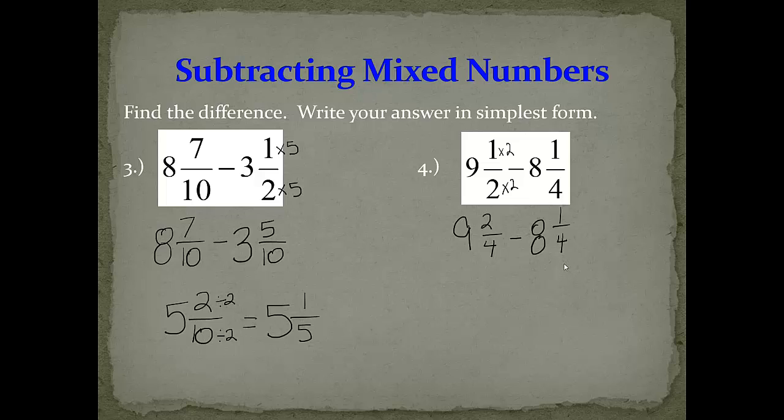Now we can subtract our fractions, 2/4 minus 1/4. Since our denominator is 4 for both of them, we subtract the numerators. 2 minus 1 is 1. So we have 1/4. And then 9 minus 8 is 1. So our answer is 1 1/4.